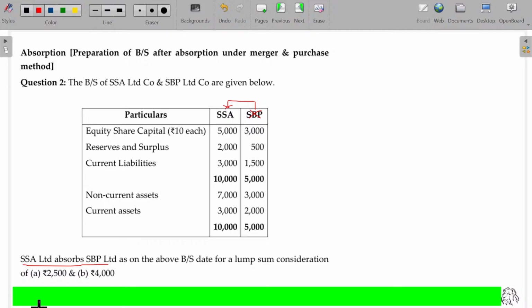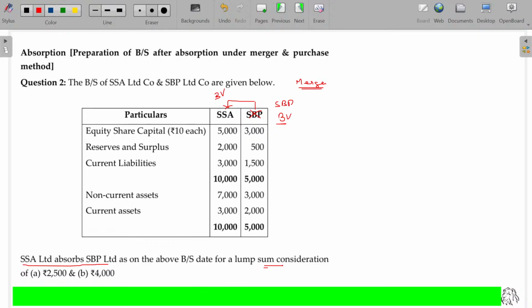That is simply closed. Now, what happens in case of the merger method? In case of the merger method, SSA should continue to appear at its own book value. For SBB, we have to show at book value as well. This company, SSA, remains there. Only SBB is going to be closed. And as it's a merger method, all the assets and liabilities should continue to appear at their own value.